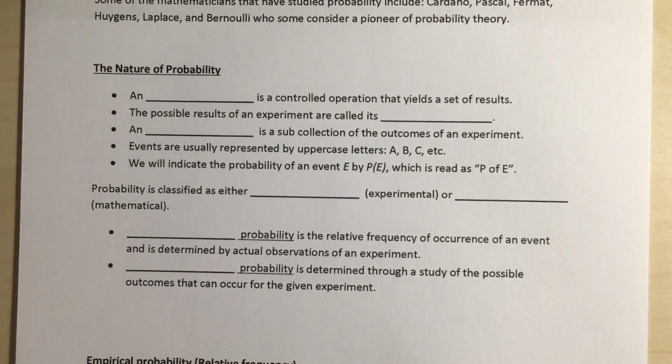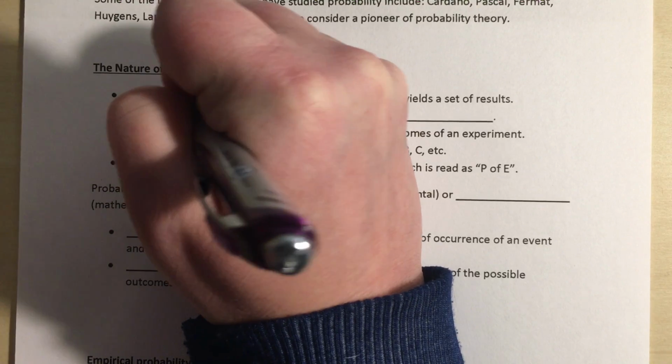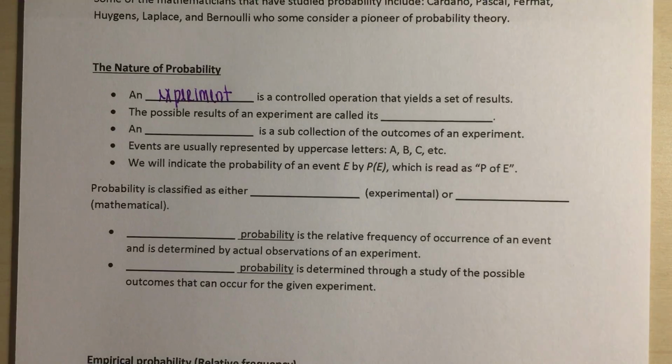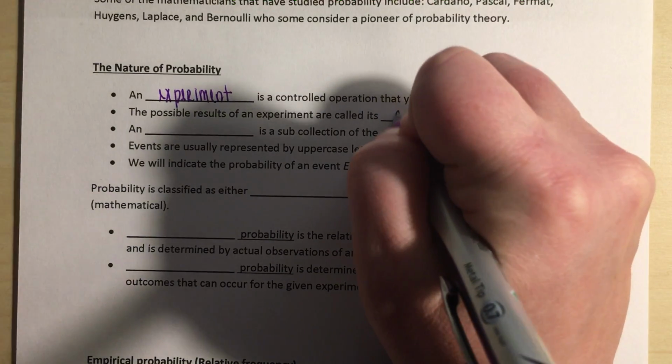All right, so when we're looking at probability, our first definition is that of an experiment. So an experiment is a controlled operation that yields a set of results. The possible results of an experiment are called its outcomes.